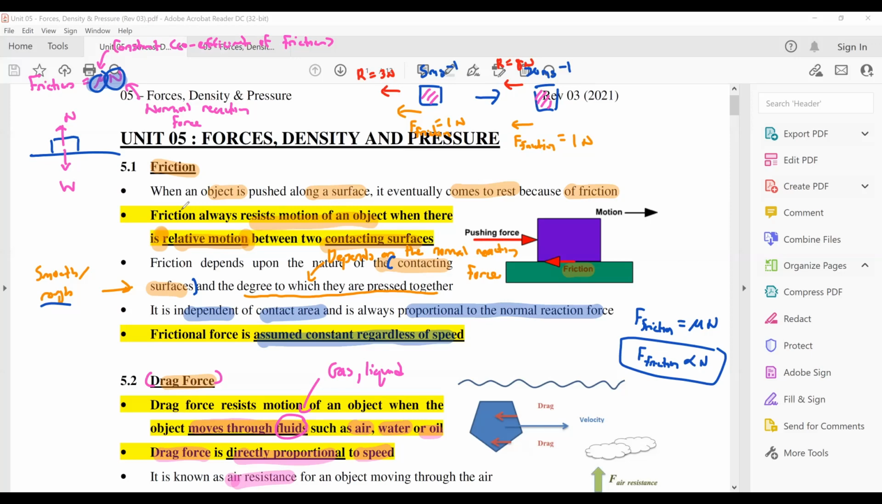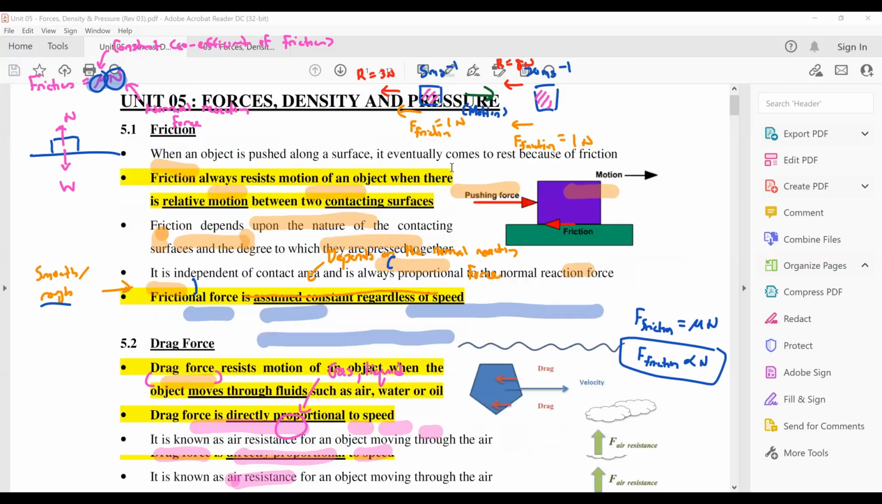Both will oppose motion, but the way they come out is different. One is through rubbing of two surfaces, another is through moving through a fluid. Frictional force is constant, drag force increases with speed. So that is what drag force and friction actually are. I'll just write it here. This is motion. Let me use a different color.